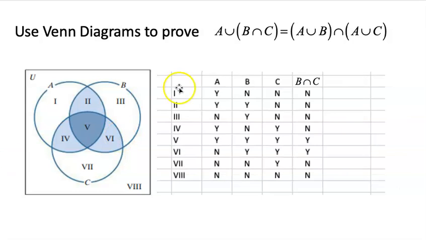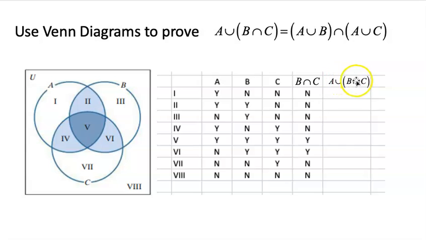So looking at that, region 5 and region 6, B and C both true. All the rest are wrong. I want to take the union of that with A. So how are we going to do that? It's got to be in one or the other or both. So the only way the union fails is if it's no-no.